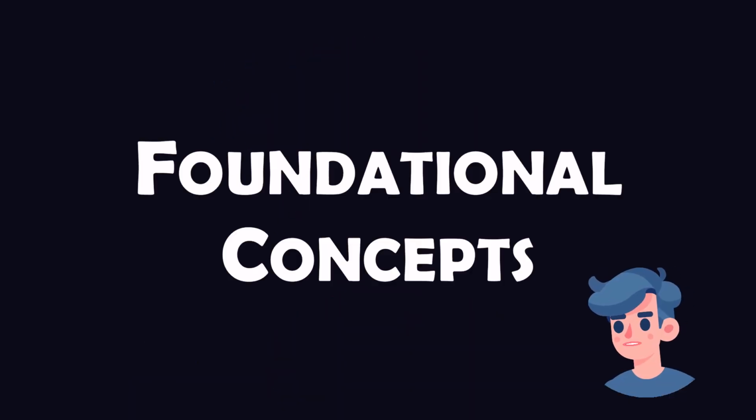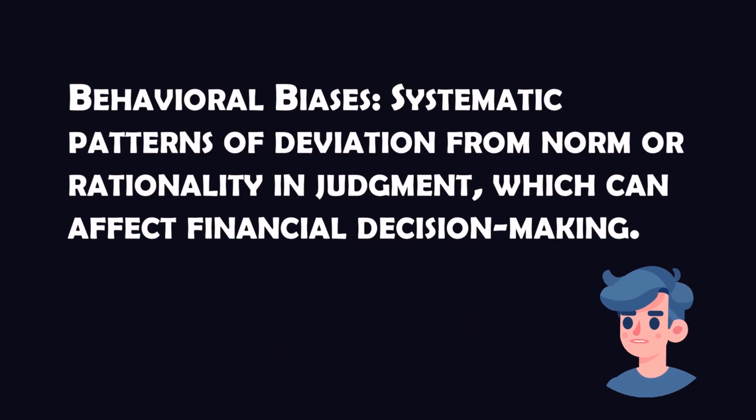To understand irrational exuberance, we first need to grasp two fundamental ideas: market efficiency and behavioral finance. Market efficiency suggests that all available information is already reflected in asset prices. But human behavior often deviates from rationality, leading to behavioral biases.